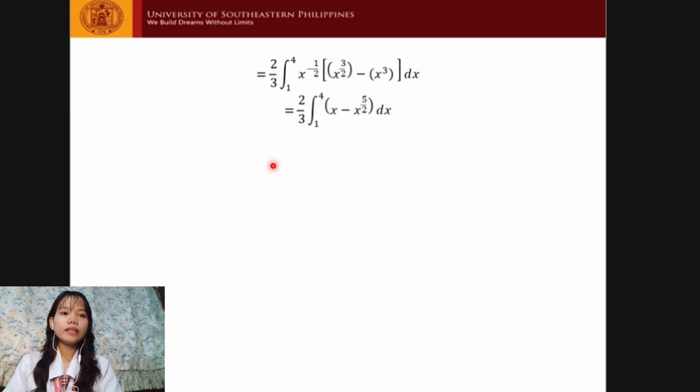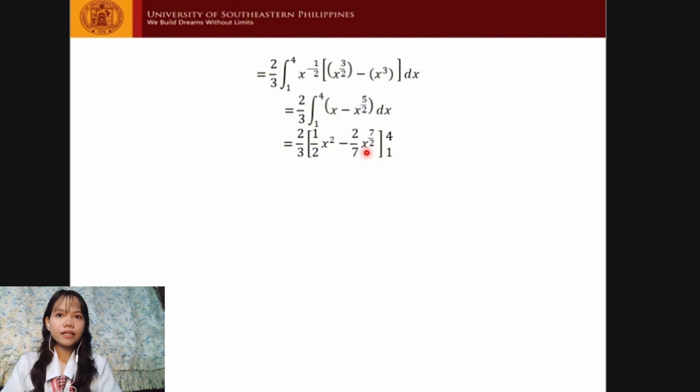So we can now apply the integral with respect to x. So what we have right now is 2/3 multiplied to 1/2 x squared, since we integrate the variable x, minus 2/7 x raised to the power of 7/2 from 1 to 4. So all we have to do to evaluate this one is to substitute 4 to this expression minus the expression in which we substitute the 1, no? So let's try to look at this one.